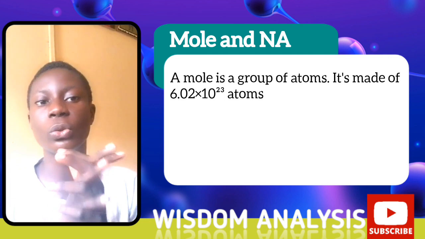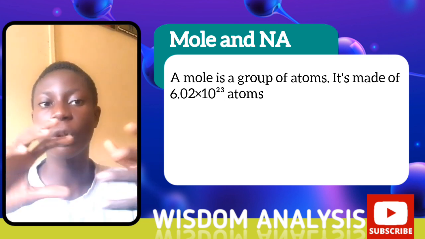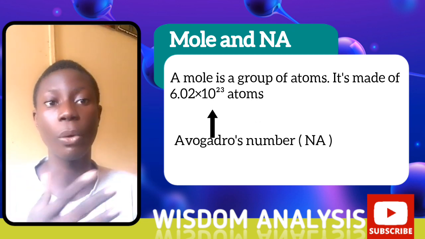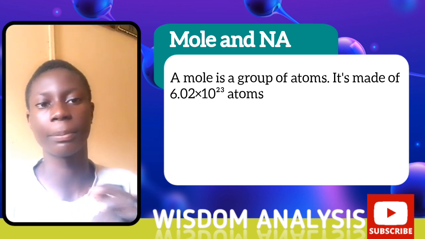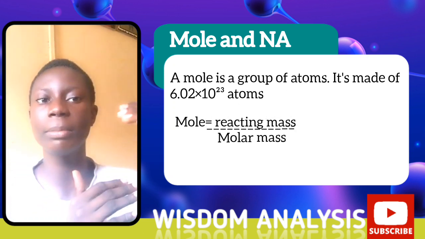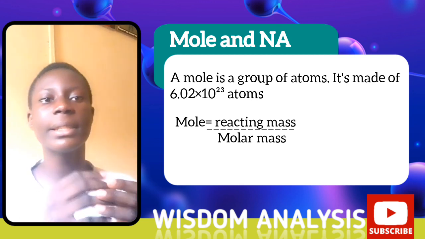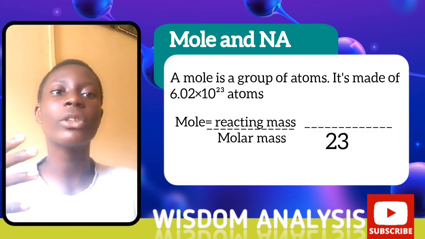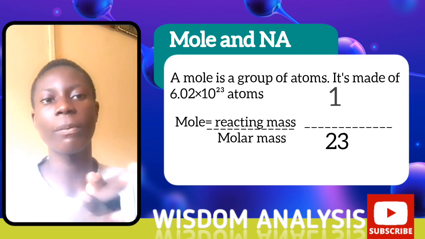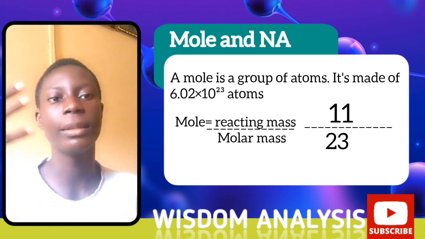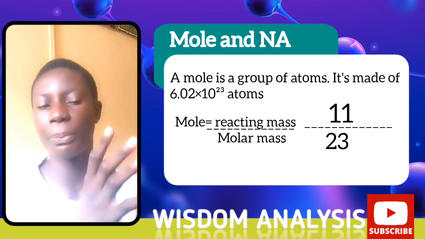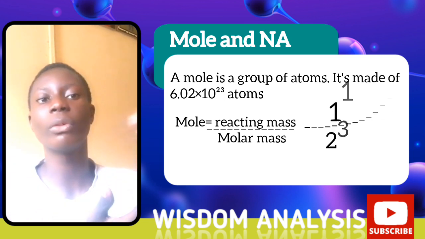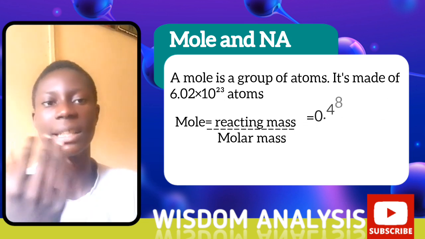And this 6.02 times 10 to the power 23, which is the number of atoms in a mole, is called the Avogadro's number. So here are simple calculations that you can use to calculate a mole that you might see in your JAMB exam. A mole is calculated by the reactive mass divided by the molar mass. That is, if you know that the molar mass of sodium is 23 grams, and I now tell you that you have a sample of 11 grams of sodium, what is the mole? That is, what is the amount of mole present? You can now divide 11, which is the reactive mass or the available mass, by 23, and you have your respective mole. That is the mole of that substance.